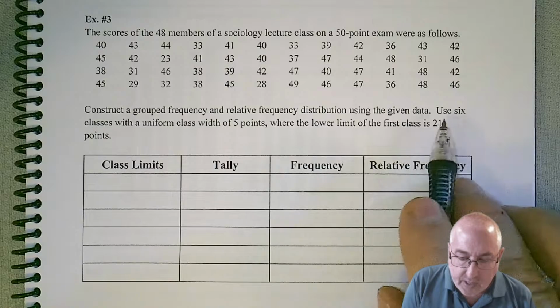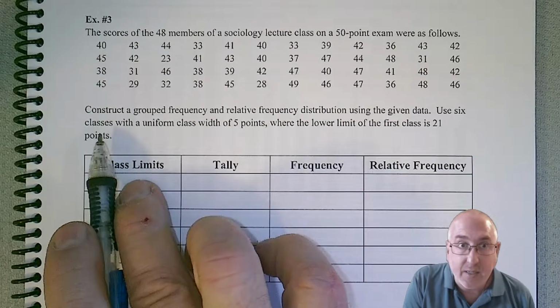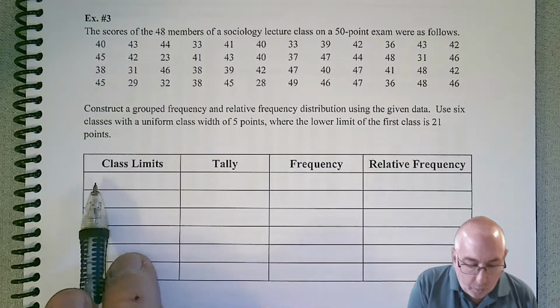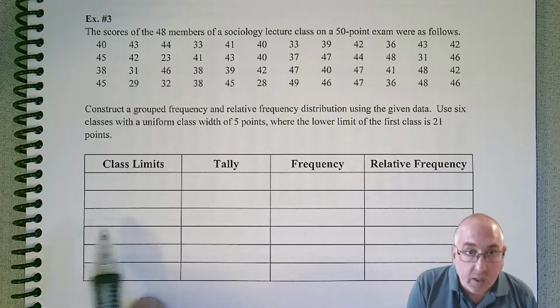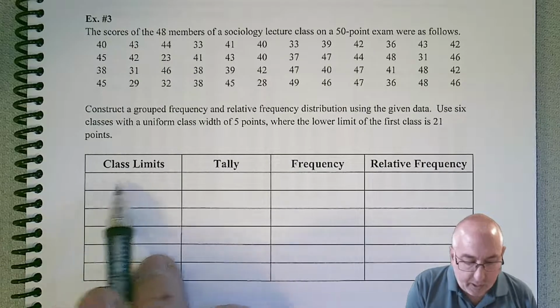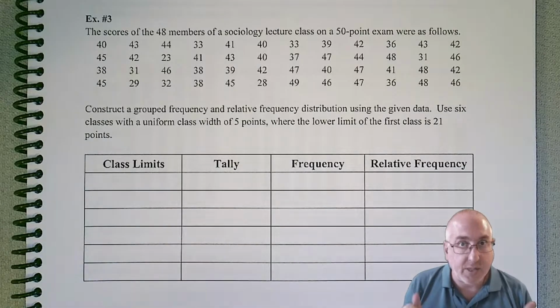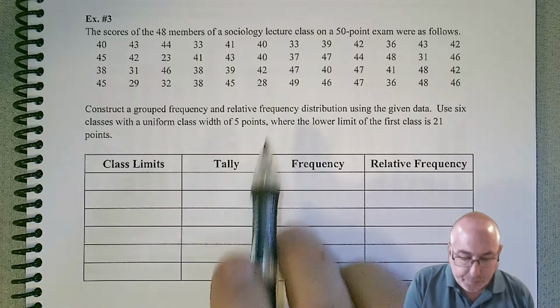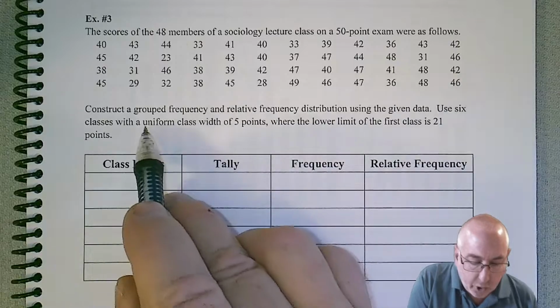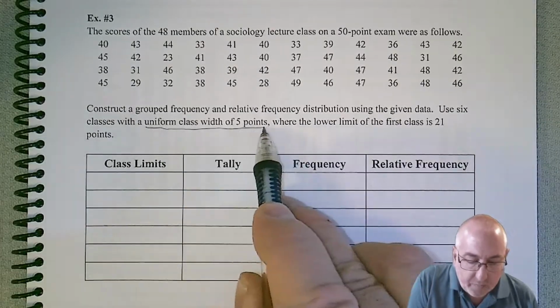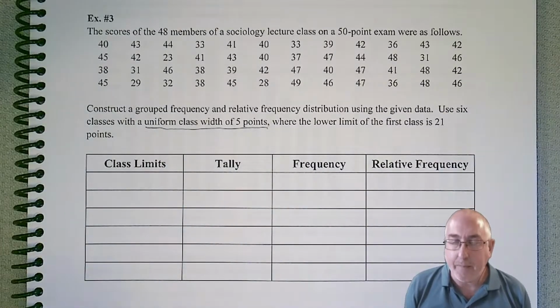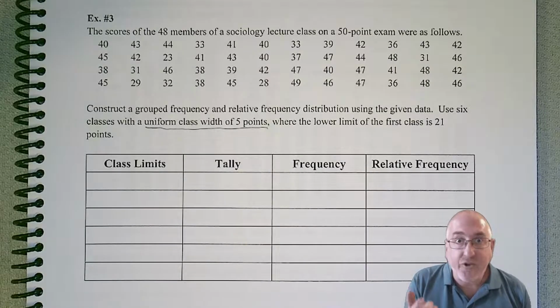The first thing they say is to use 6 classes. So right off the bat, I know that I'm going to have 6 rows of data: 1, 2, 3, 4, 5, 6. So I've already got it set up for 6, which is good. Now, the next piece they tell us is this uniform class width of 5 points. What does that mean? It's basically telling you how big each interval, or class, is.